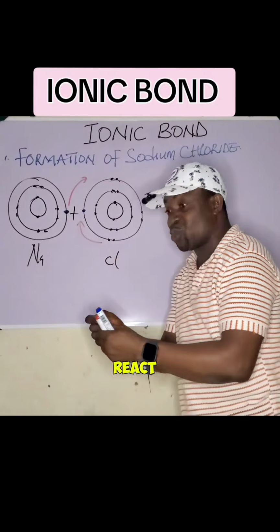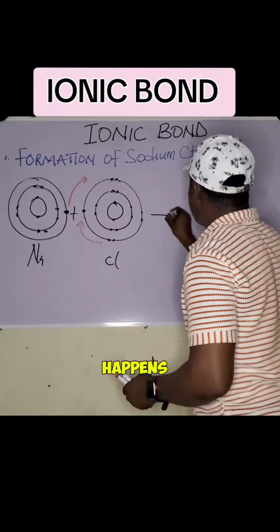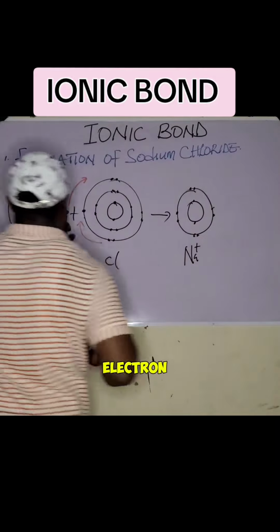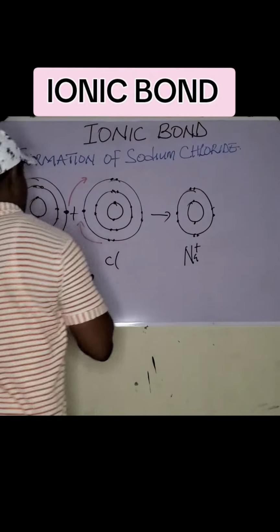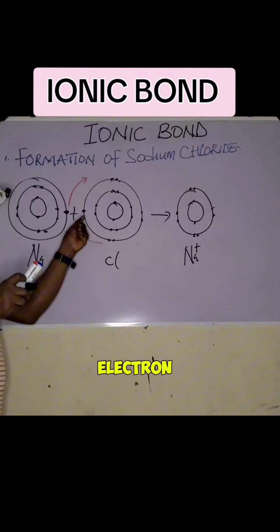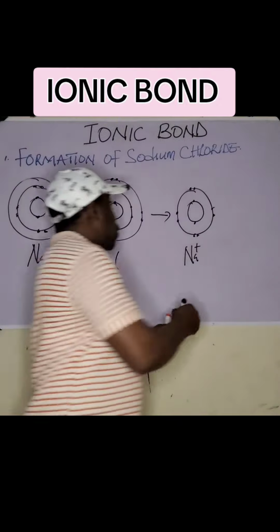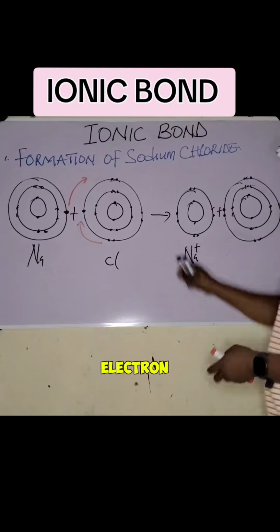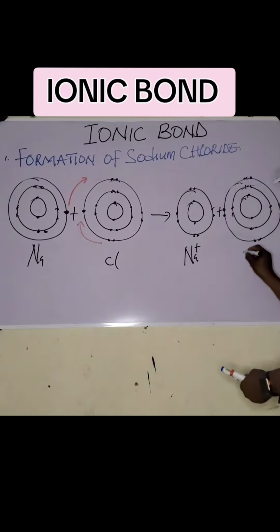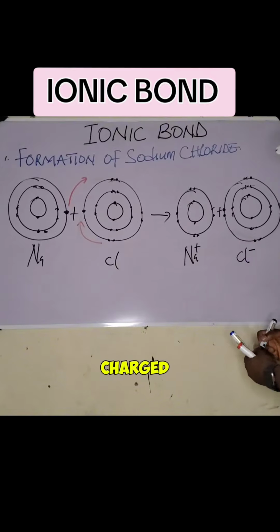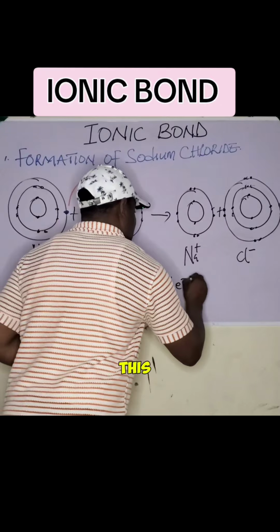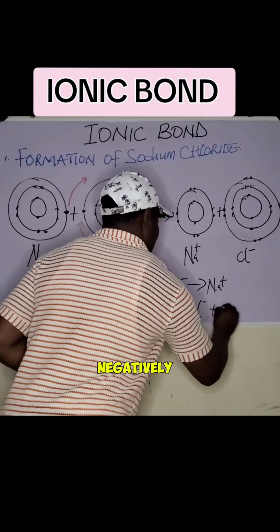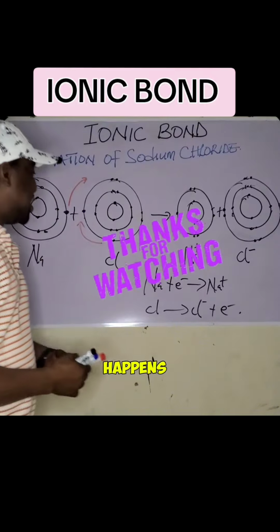So when they react, when the ion is formed, what happens is sodium becomes positively charged because it has lost the only electron in its atmosphere. This chlorine will accept this electron to be negatively charged. So chlorine has accepted the one electron from sodium, and automatically here chlorine becomes negatively charged. Means that what happens here is sodium loses this electron to be positively charged. What happens here is chlorine is negatively charged, and this is what happens in the ionic equation.